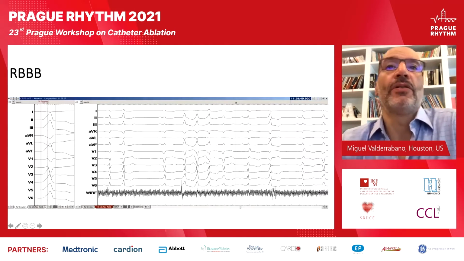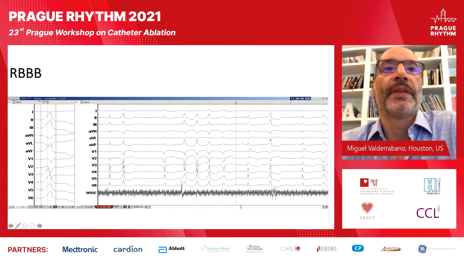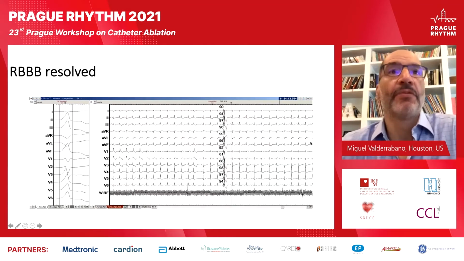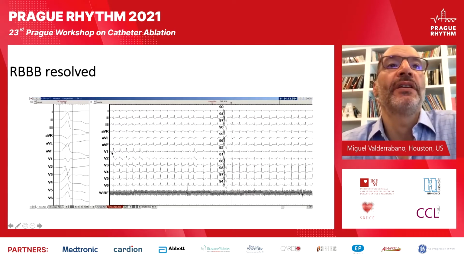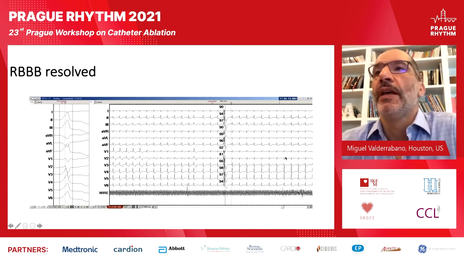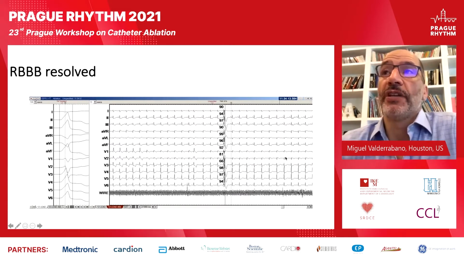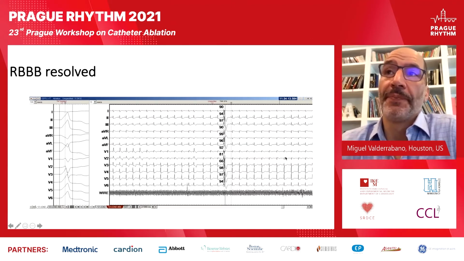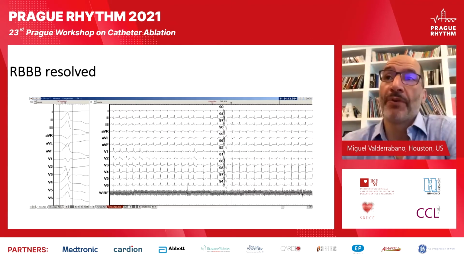So during alcohol, there was a transient ectopy, and then right bundle branch block developed, but it resolved spontaneously. As you can see here, this is the right bundle going away. And what we like to do is reinforce the ablation with ablation by proximity in the RV outflow and the LV outflow.